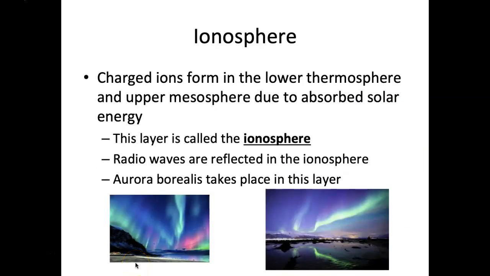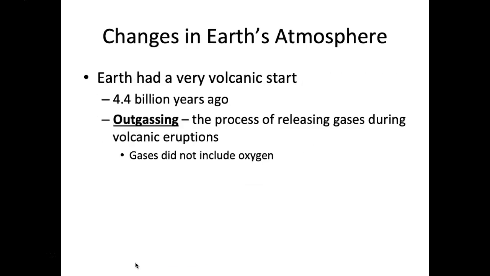There is a layer that is found in the lower thermosphere and upper mesosphere. It's called the ionosphere, and it contains charged ions that are formed due to the absorbed solar energy. Within this layer, we can find the aurora borealis, which is our northern lights. You can see those in the pictures down below. Those form within the ionosphere, and what can actually happen is radio waves can be reflected off of the ionosphere. So if you listen to radio, the way you get those waves is by bouncing it off the ionosphere.